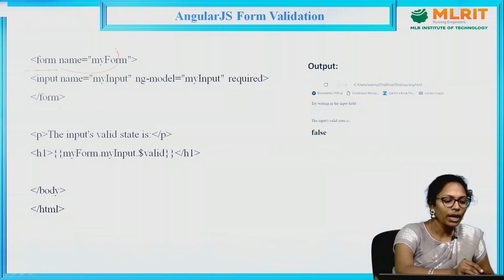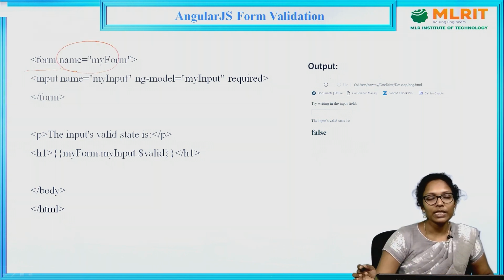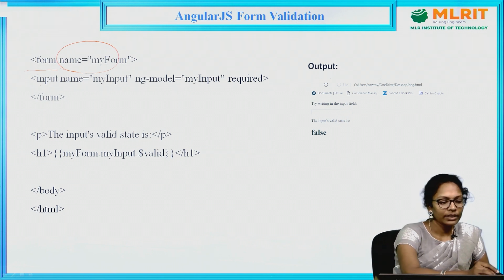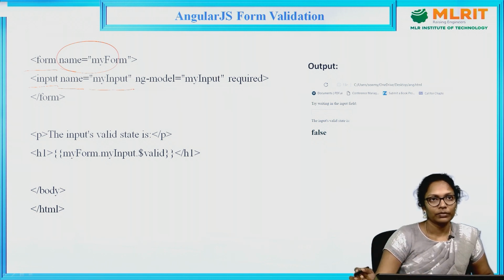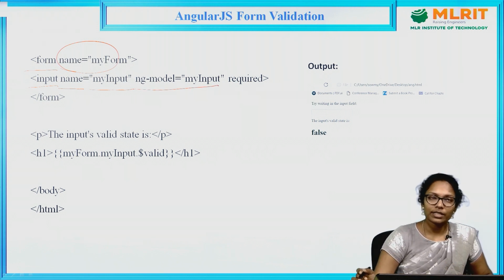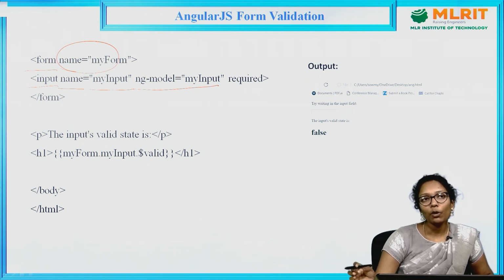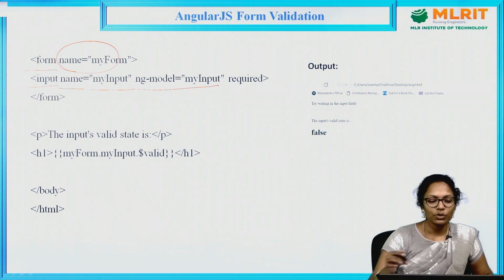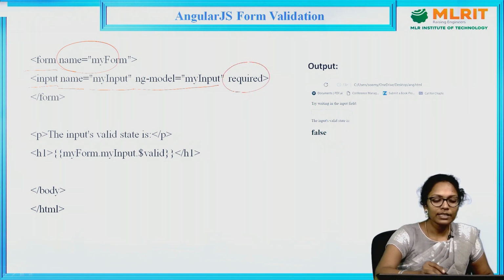For this form, I'm giving a name. The name is myForm. And here I'm creating a text field. So input name is equal to myInput, and ng-model I am giving, the model name is again myInput. If you observe here, previously we used to give only the ng-model, but here I am also using the name. I'll tell you why I'm using this name, and I'm making this field required.